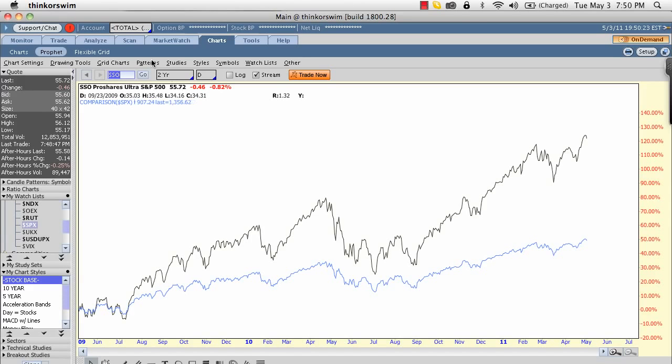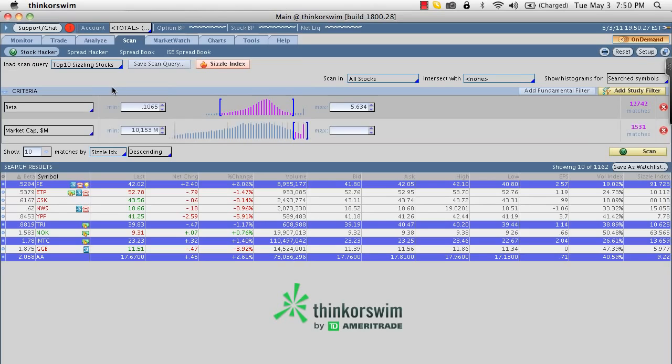So how do you search for all this beta? Well, you can go up here to your scan tab. And I've already done a scan and put the scan together, but I'm going to show you what I did. I went down here to the criteria of scanning all the stocks and just looking for the 10 sizzling stocks right now just to make it easy. But you can see I can choose a criteria, and there's all kinds of criteria in here. Put call ratios, bid-ask spreads.